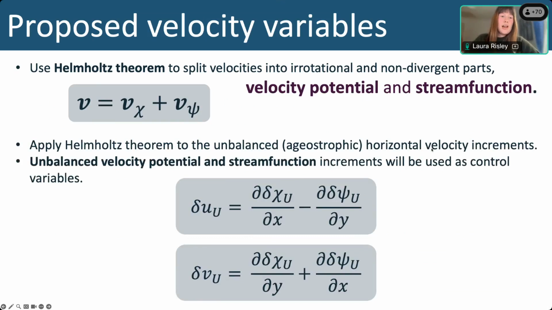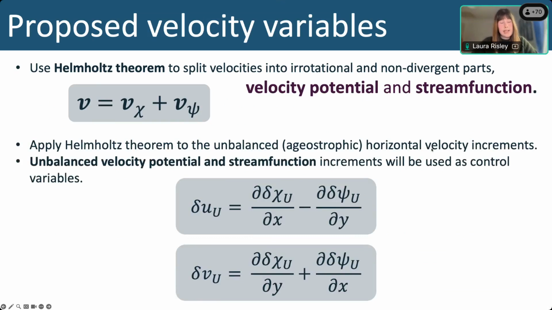So we propose using Helmholtz theorem. Helmholtz theorem splits the velocities into their irrotational and non-divergent parts. These are velocity potential and stream function. Helmholtz theorem is used commonly in atmospheric variational data assimilation, but as I said, it's not used in NEMOVAR.